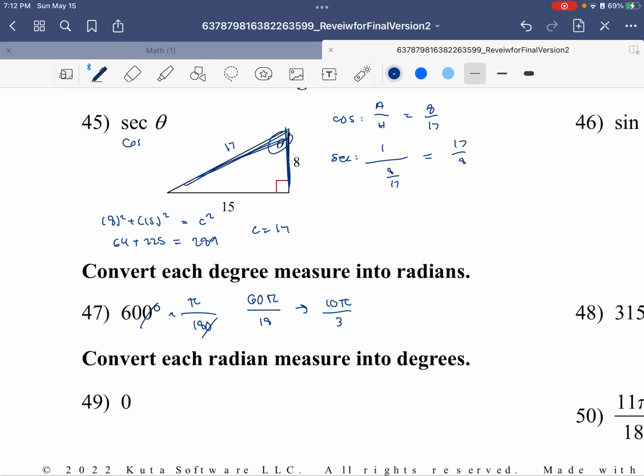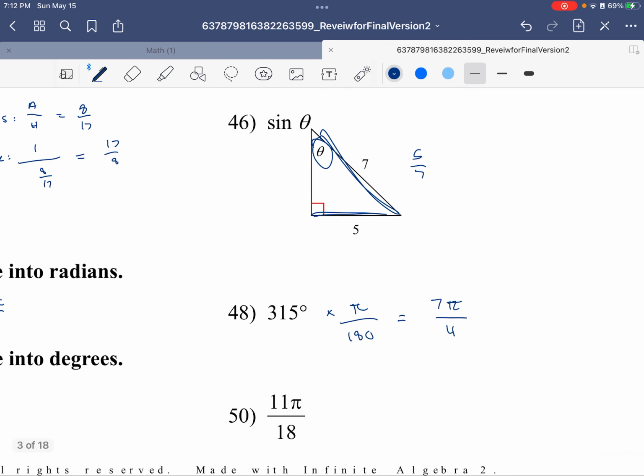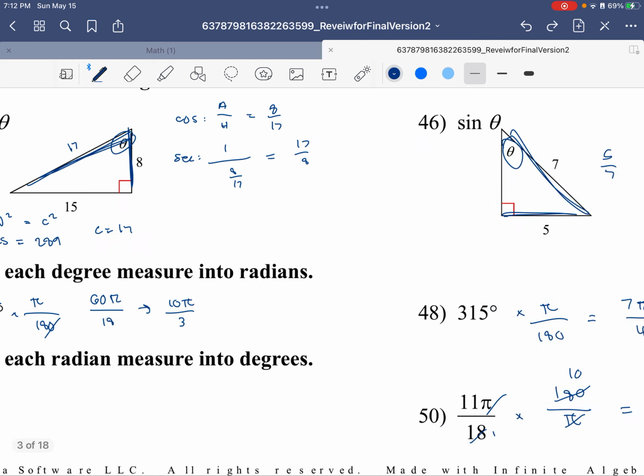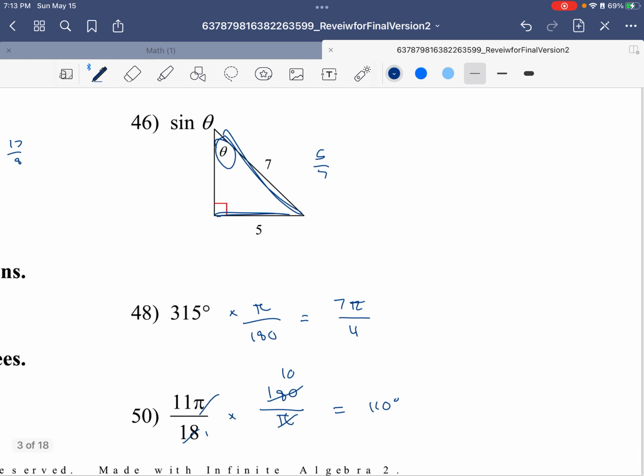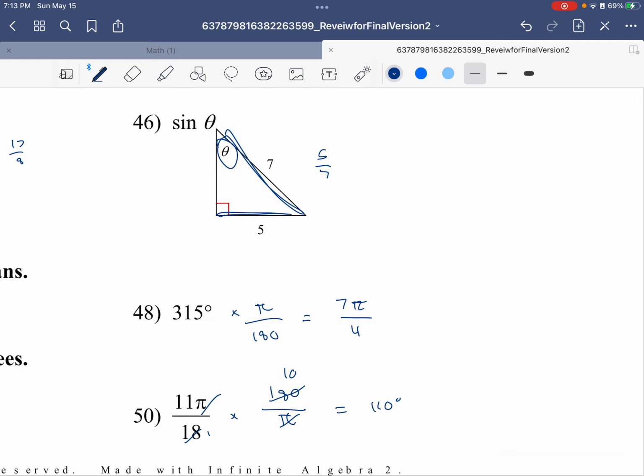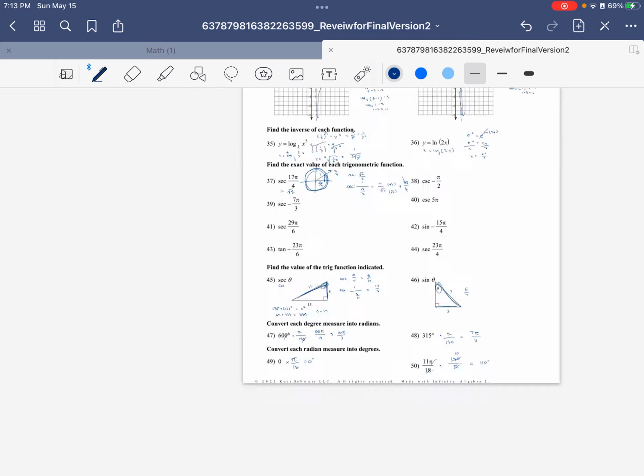Okay, so I'll start with this one. For converting from radians to degrees, you want to get rid of the pi. So pi is going to be on the bottom, and then 180 is going to be on the top. You cancel out that, and 18 goes into 18 once, 18 goes into 180 10 times, so you have 11 times 10, which is 110 degrees. So over here, when I multiply by pi over 180, I just have 0. So 0 degrees is 0 radians, and 11 pi over 18 radians is 110 degrees.